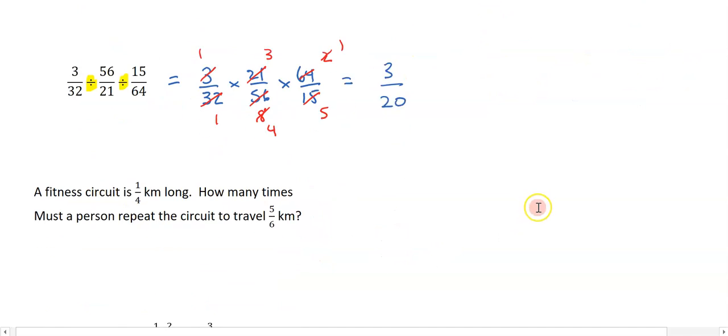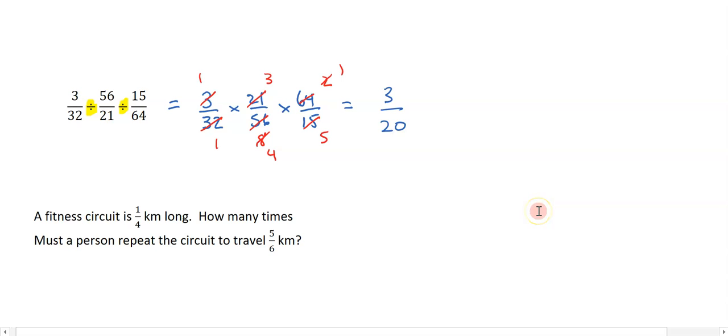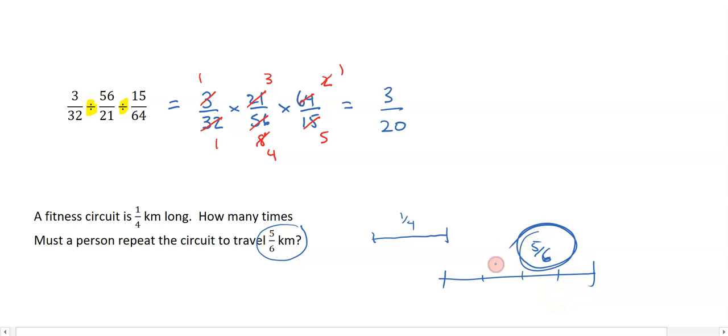All right, so what kind of word problems are division? A fitness circuit is 1/4 kilometer long. So this is the total distance of my circuit, 1/4 kilometer. A person must repeat the circuit to travel this total distance. So sorry, this is my total distance. I want to travel a total of 5/6 of a kilometer, right? How many 1/4 do I need to do to travel this total distance?